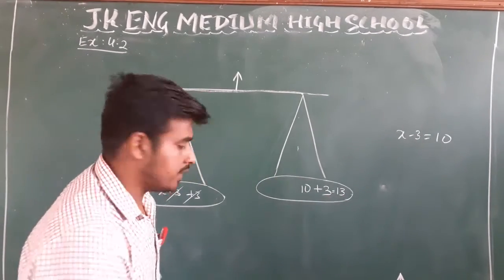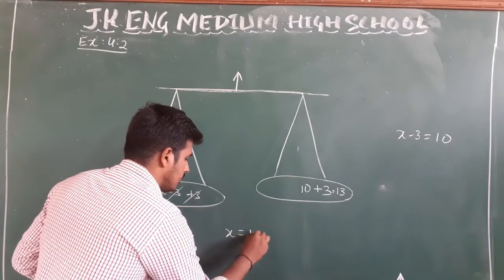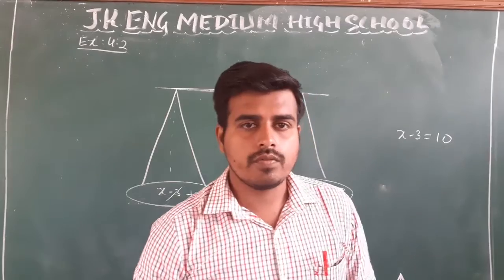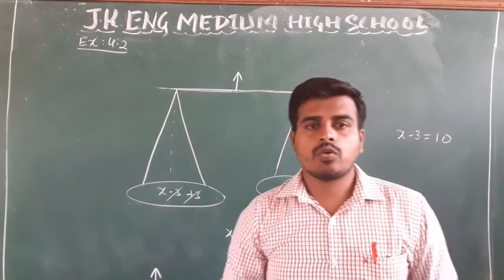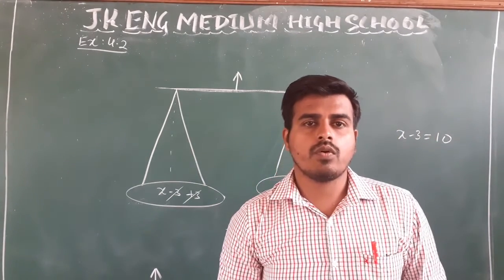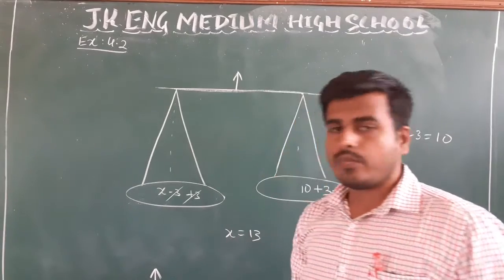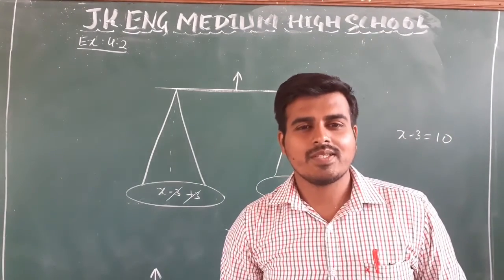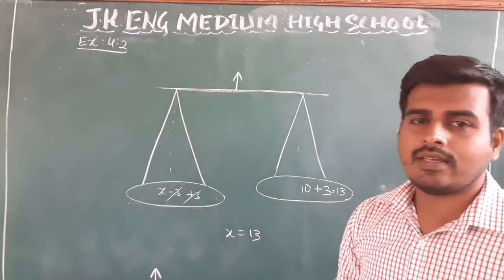Therefore, the value of x is going to be 13. Now you have got the solution of the equation. To confirm, how to check whether you got the correct answer or not? One way is to check the textbook answers. Another way is you can confirm it by cross-checking.